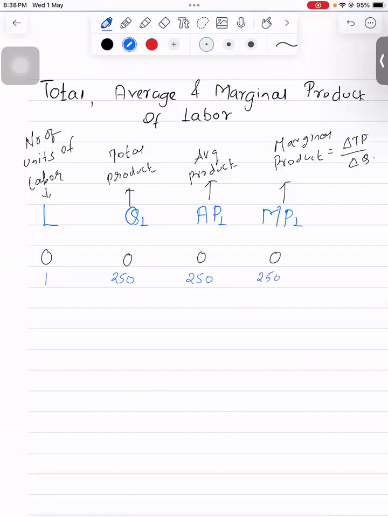Now let's say we appointed one more labor. Now there are two labors working. Together they both are manufacturing, let's say, 525 units. Please calculate average product and marginal product.